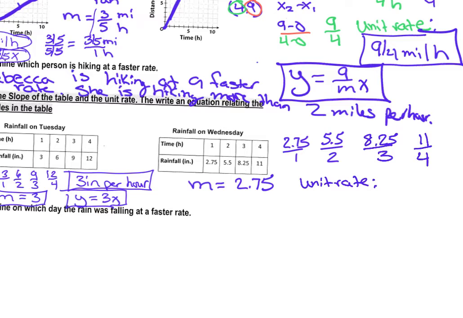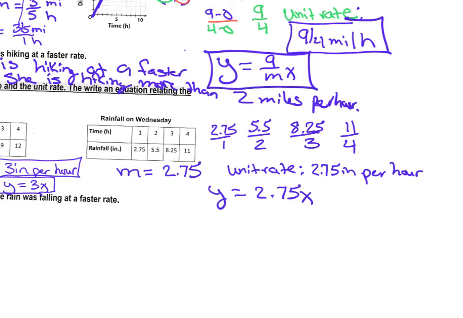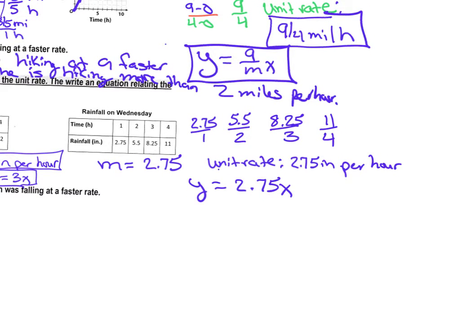No, 2.75 inches per hour. Y equals 2.75. And your equation is y equals 2.75x. So we have our slope, we have our unit rate, and we have our equation.